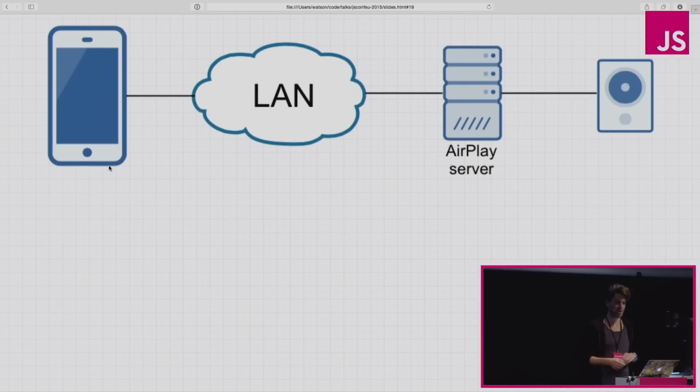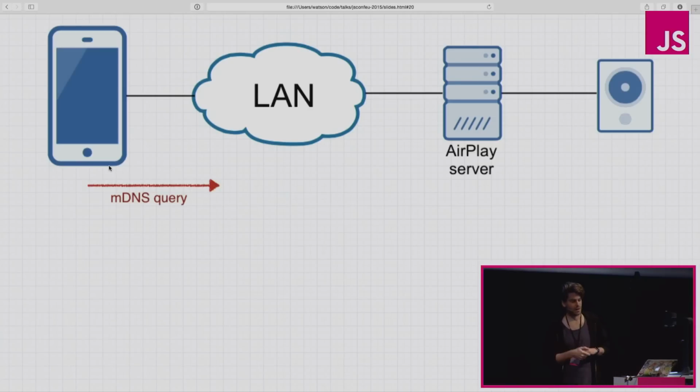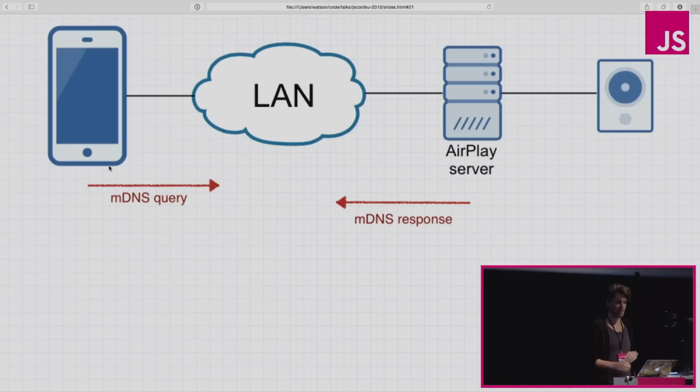I'm going to show you here how this will work when you're using RAOP, when you want to play music. That's the stuff I was trying to get to work last night. So the phone will query, say, is there any AirPlay servers? An AirPlay server will say, hey, I'm here, and I support these things, and you can do screen mirroring, or you cannot, or whatever.